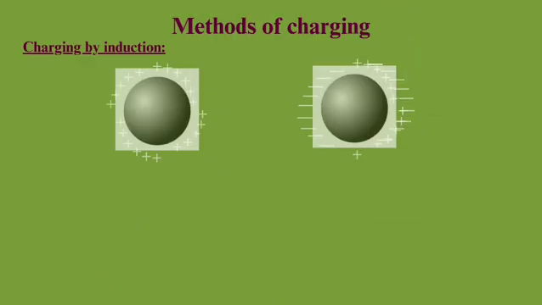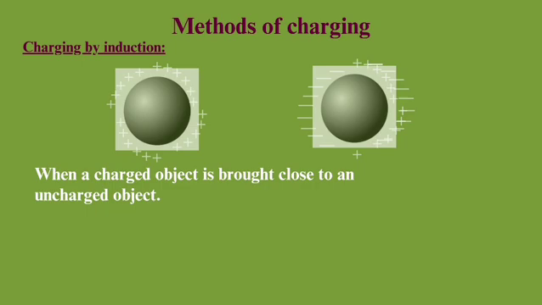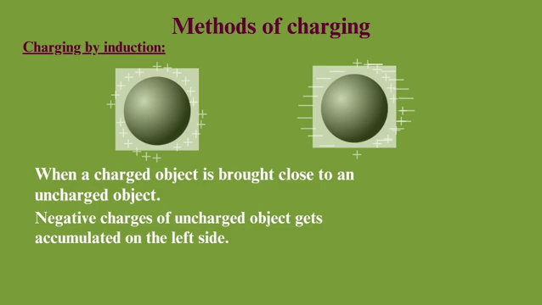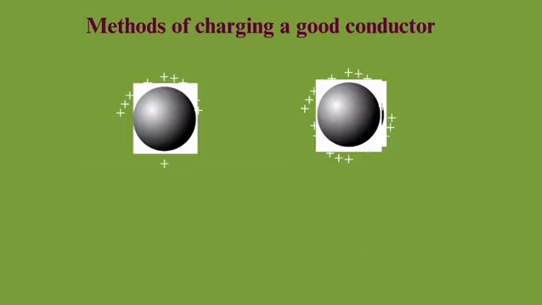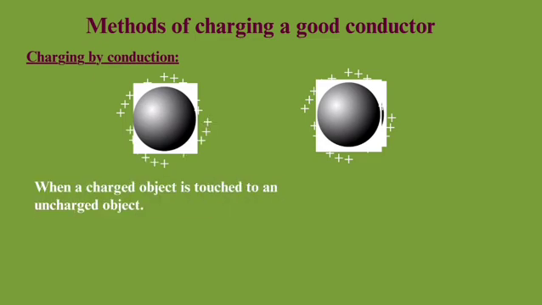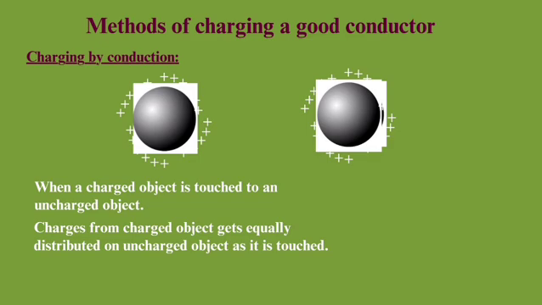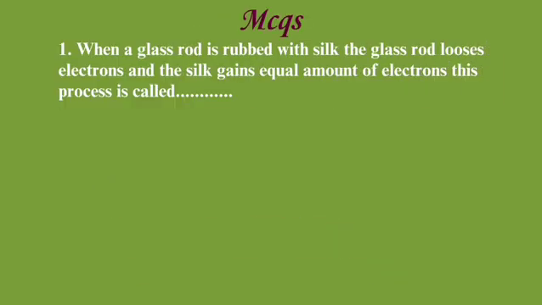Methods of charging: charging by induction. When a charged object is brought close to an uncharged object, negative charges of the uncharged object get accumulated on the left side. This process is called charging by induction. Methods of charging a good conductor. Charging by conduction. When a charged object is touched to an uncharged object, charges from the charged object get equally distributed on the uncharged object as it is touched. This process is called charging by conduction.